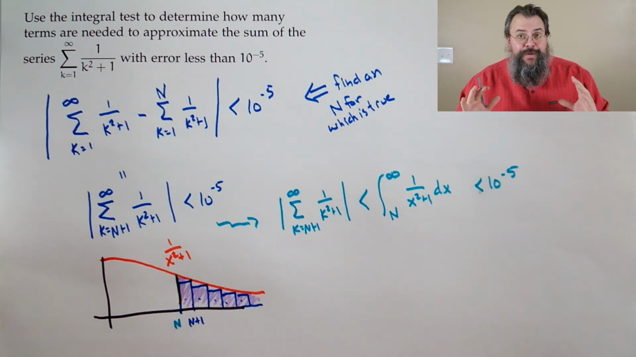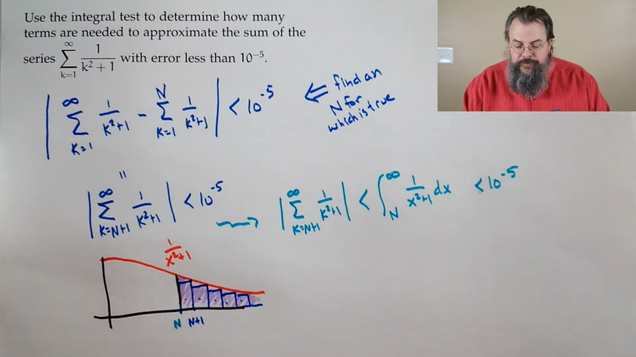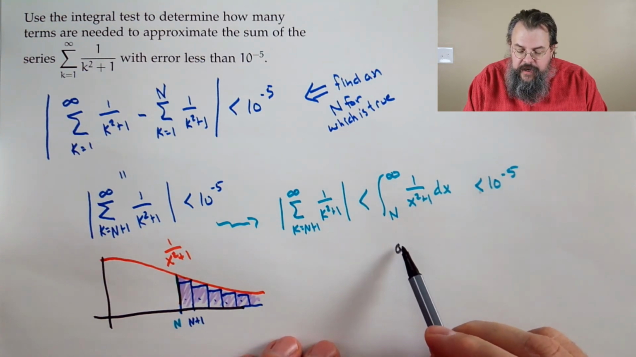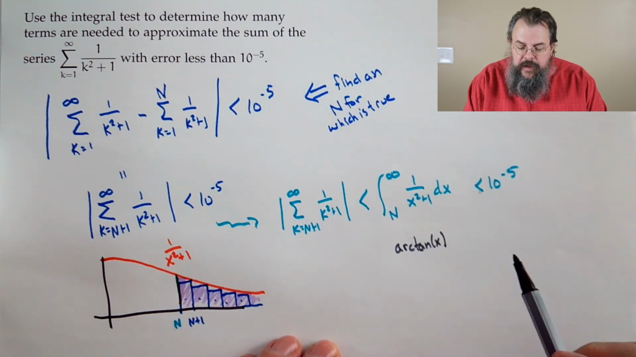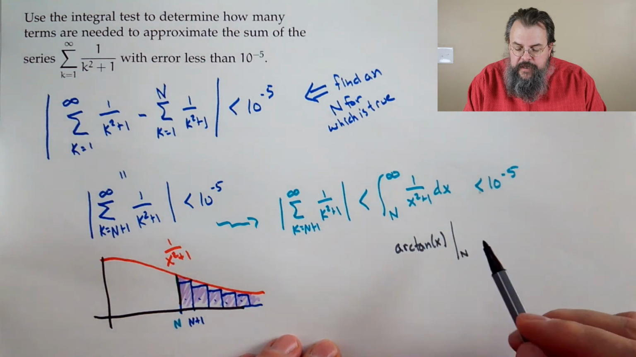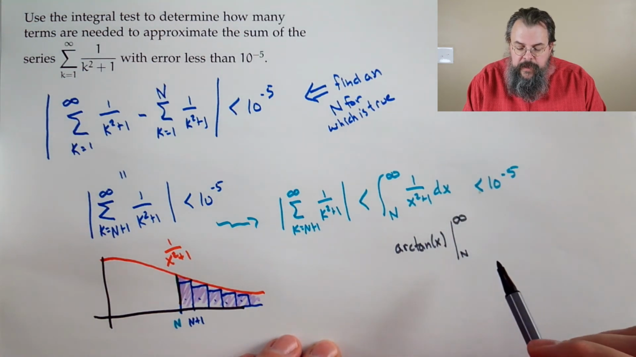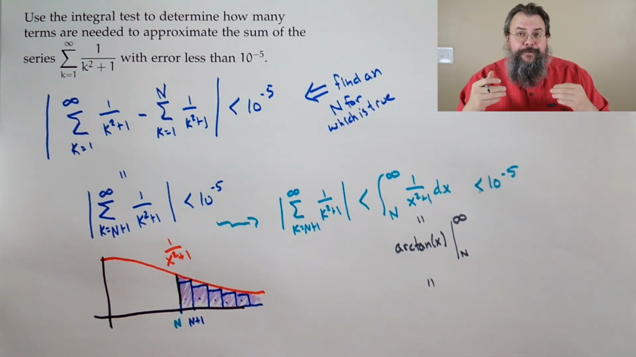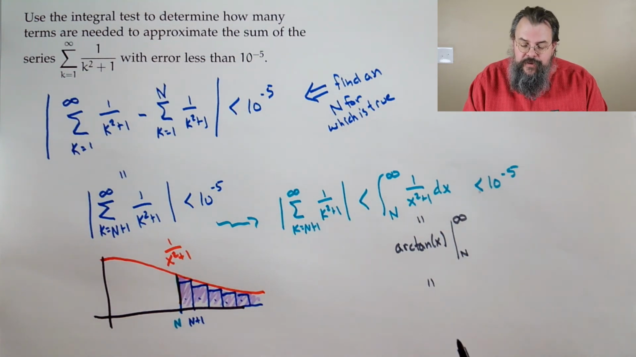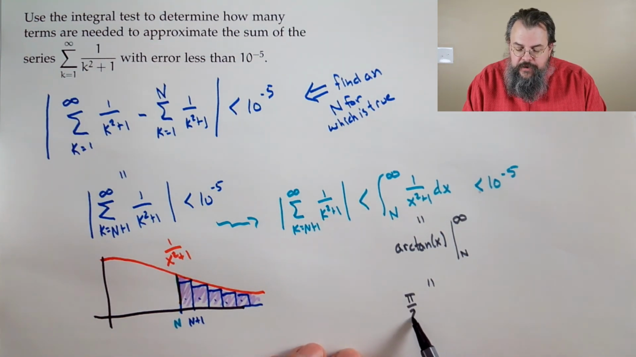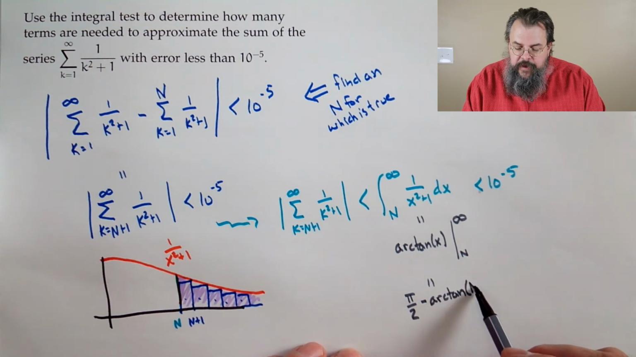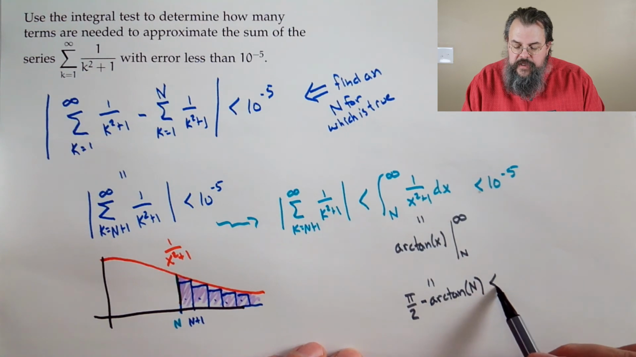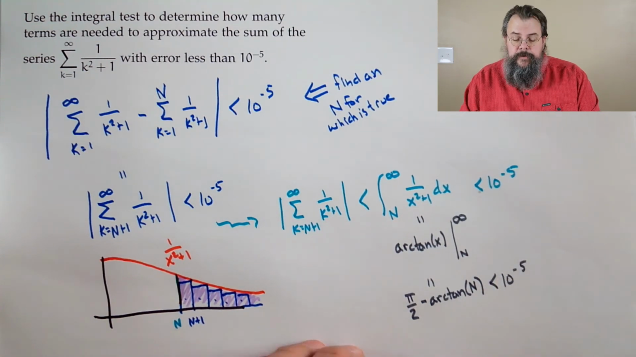And now we're happy, because we have an integral we can actually do. The integral of 1 over x squared plus 1 is arctangent of x, and we're going to go from capital N up to infinity. When we plug in infinity, we see that this goes to pi over 2. And then subtract arctangent of capital N. And that needs to be less than 10 to the minus 5.